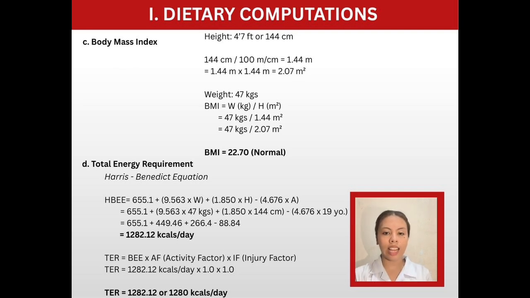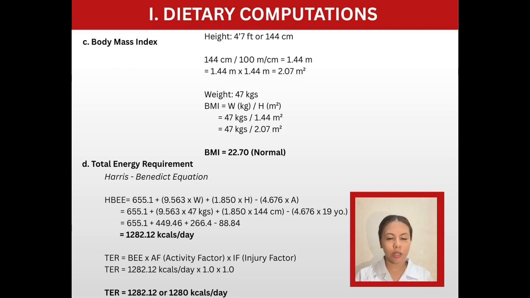Next, in computing for our client's total energy requirement using the Harris-Benedict equation for females, we place the data of 655.1 plus 9.563 times our client's weight in kilograms, which is 47, plus 1.850 times 144, which is our client's height in centimeters, minus 4.676 times our client's age in years, which is 19, which gives us a basal energy expenditure of around 1,282.12 kilocalories a day. Now, since our client's activity factor is around 1 and the injury factor is 1, the total energy requirement, or the TER, remains at approximately 1,280 kilocalories per day.